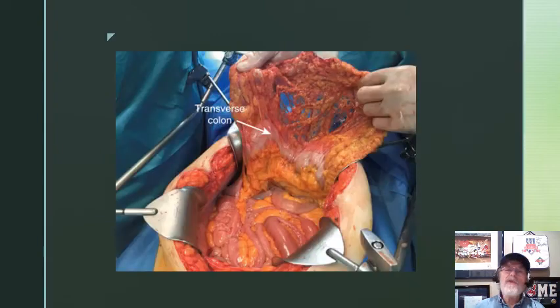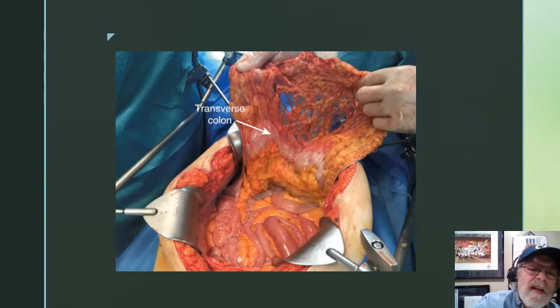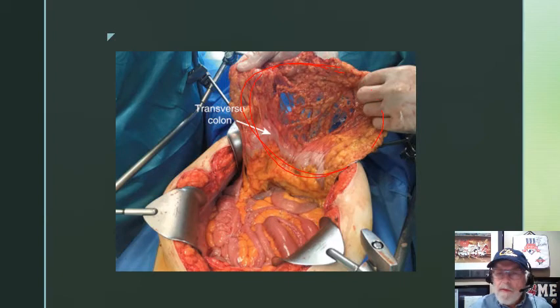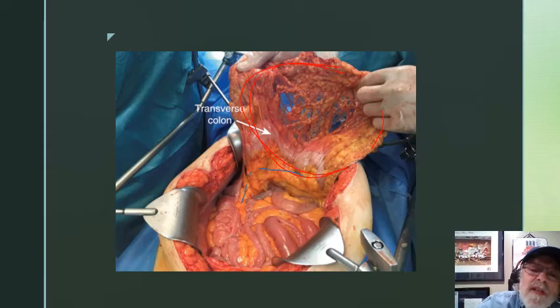One thing I did want to show you here is an operative picture. The thing that the guy's holding up there, and let me see if this is starting to work today. Maybe. Okay, this area up in here, that would be the area of the greater omentum. This area right in here, just to show you, is the transverse colon.